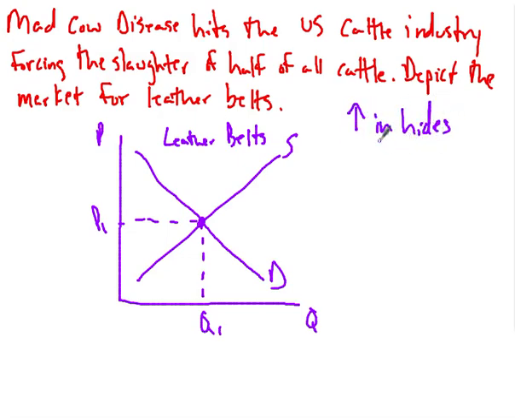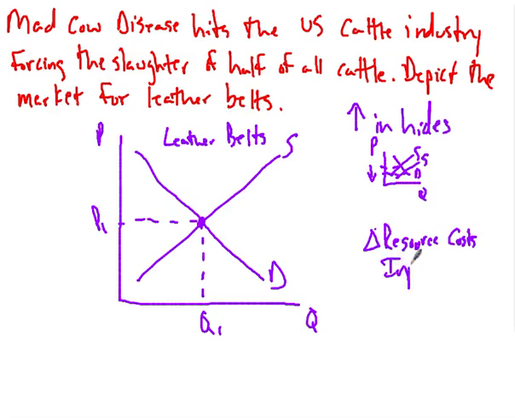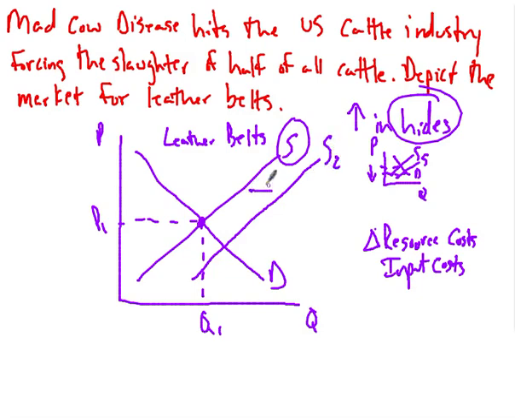And so what's going to happen to the price of hides? We could just draw the market here for hides. There's a supply and demand, price and quantity. An increase in supply of hides means we have a decrease in the price of hides. Now, hides are one of the inputs into producing leather belts, so this would be a change in resource costs or input costs. If it's cheaper now to buy the hides, then what's that going to do to the supply of leather belts? It's going to shift the supply curve to the right.